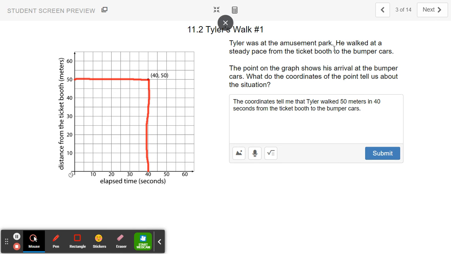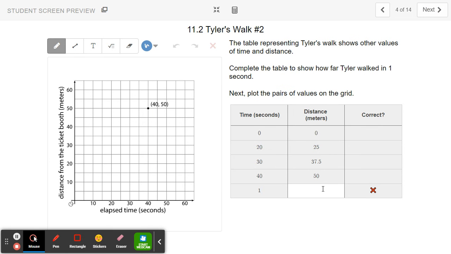The other thing this tells me is that since this is his arrival, we know the bumper cars are 50 meters from the ticket booth. Okay, so that's kind of important to know. Okay, so let's take a look here. Now we have a table, right? And it's representing Tyler's walk and shows other values of time and distance.